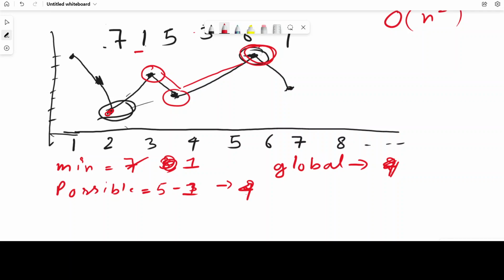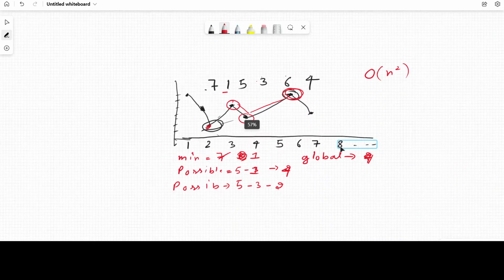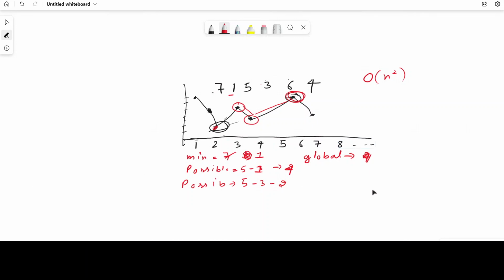When I come to the fourth element, it's 3, right? So my possible profit would be 5 minus 3, which is 2. But should I update my global profit? No, because my global profit is already greater than 2. So I can say I can make a profit of rupees 4. I can also make a profit of rupees 3, but considering the problem statement, I should be making the maximum profit.